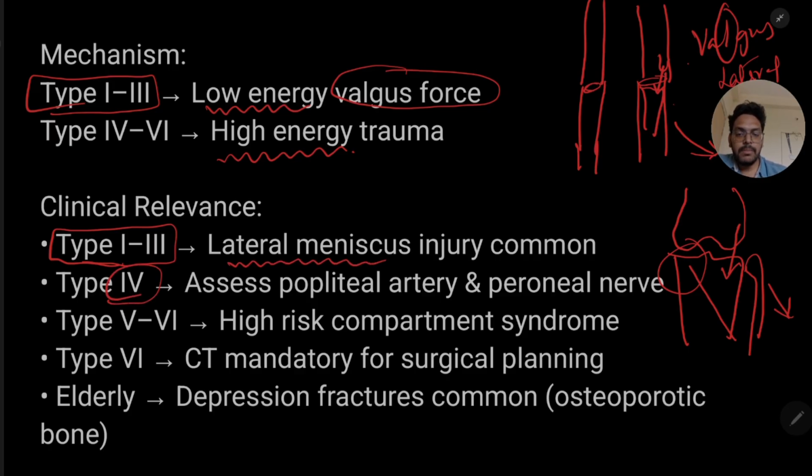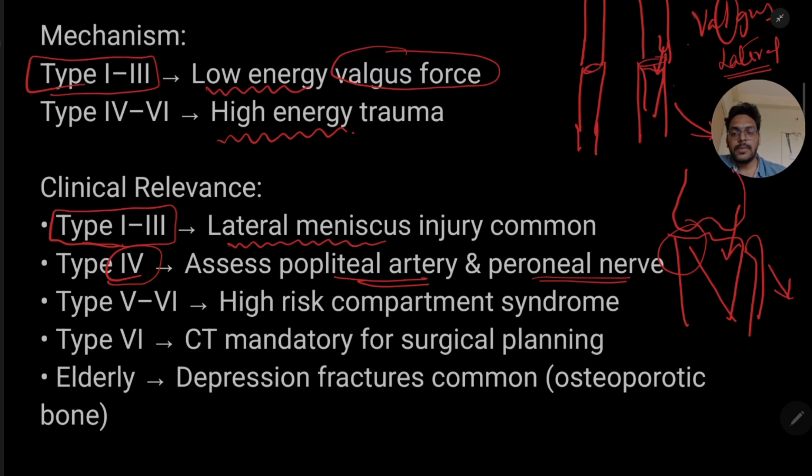But in type 4, if the medial condyle is involved, then the popliteal artery or the peroneal nerve is going to get damaged. You have to assess both. How are you going to assess the popliteal artery? By checking the dorsalis pedis artery pulsations, the popliteal artery pulsations, and the peroneal nerve. You are going to check.